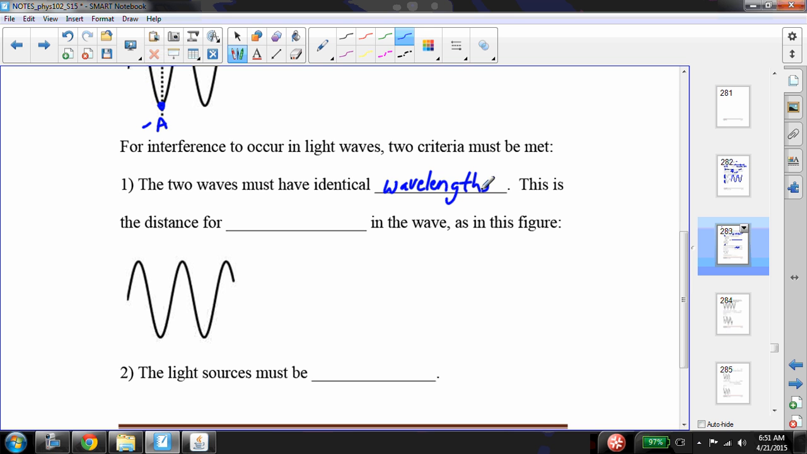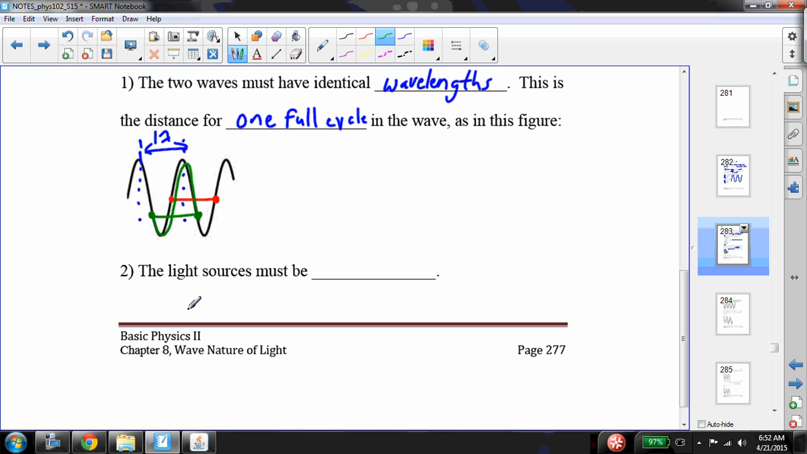So this is the distance for one full cycle in the wave. For example, one wavelength, this is not one wavelength, but one full cycle, for example, would be something like this. This is one wavelength. You could also draw this from different parts. So let's say I could go from here to here. That would also be one wavelength. Similarly, I could go from here to here. One full cycle, starting at one point, coming down, and coming back to the same point.